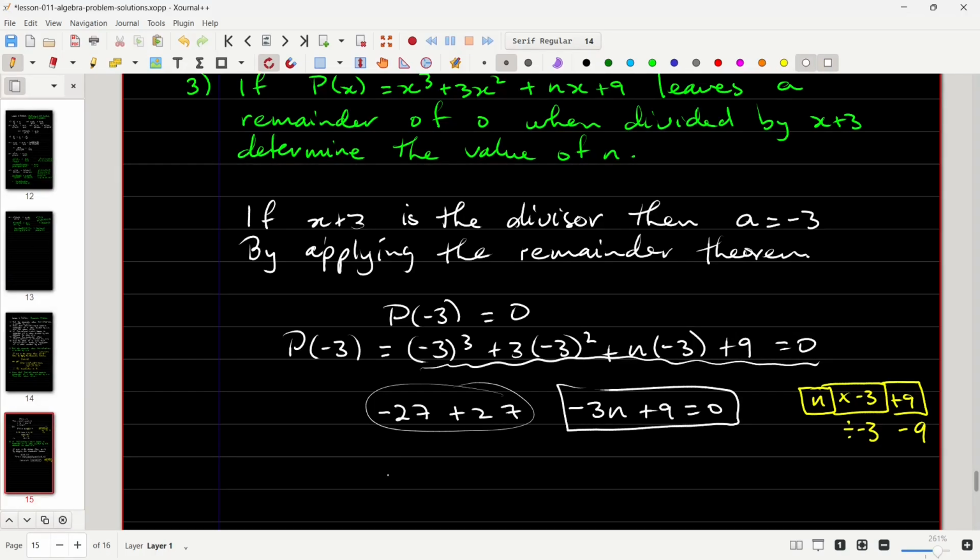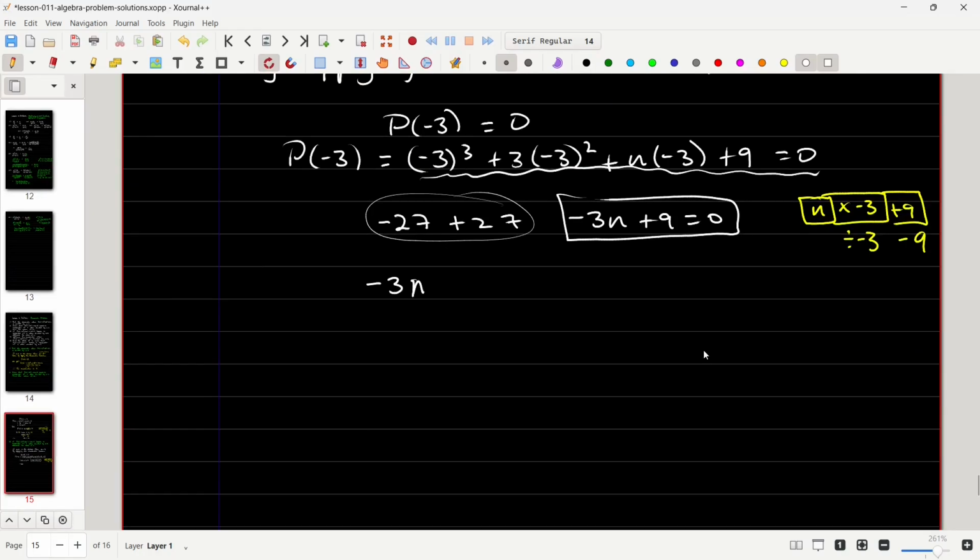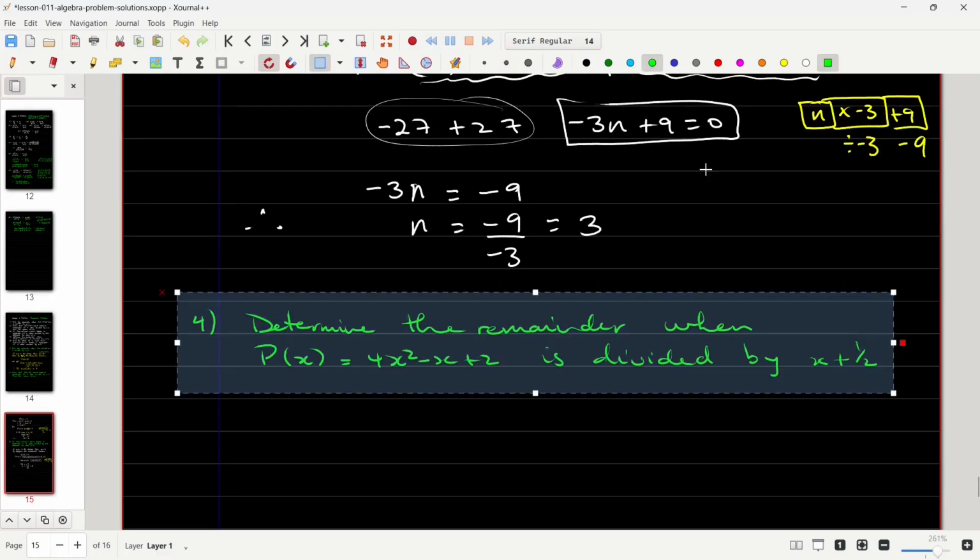From the time I take both sides and I minus 9 from both sides, this 9 here will disappear, and I will remain with negative 3n, and I'll know that 0 minus 9 is going to be equal to negative 9. And then I divide both sides by negative 3. That means n would be equivalent to negative 9 divided by negative 3, which is just going to give me an answer of 3. Right? So therefore, n is equal to 3. All right, here's number 4.